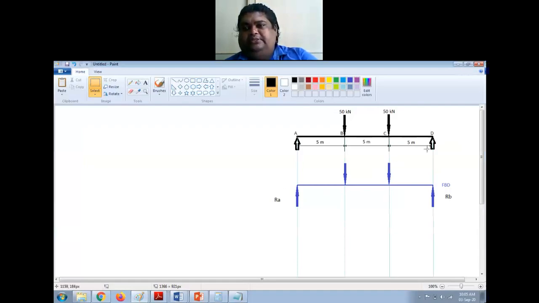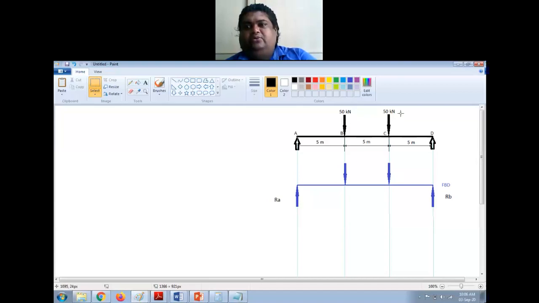Now if you observe this diagram, this is symmetric, right? If you draw a line at the center, it is a mirror image. The load is equal, and the distances are also equal from the support. So in this case, I can easily calculate the reactions. How to calculate the reactions easily? You just add the total load on the beam and divide it by the number of supports. That will give you the reaction at each end.